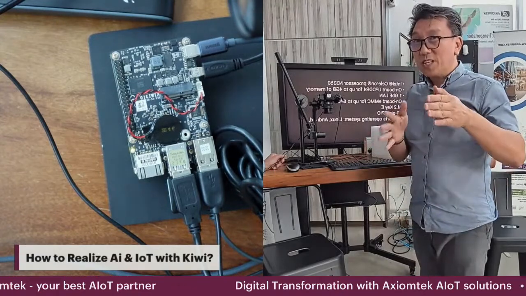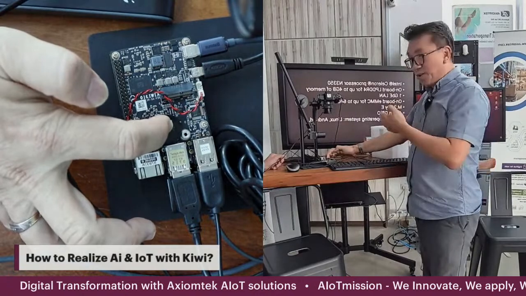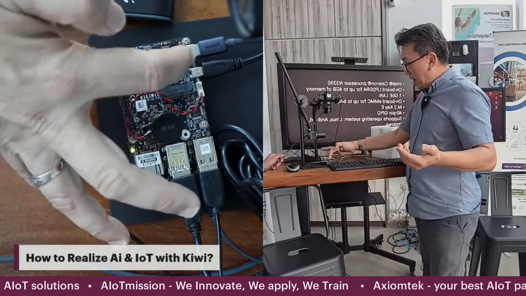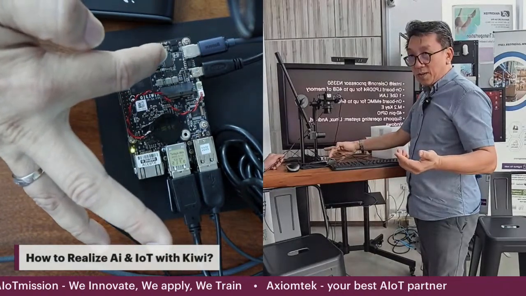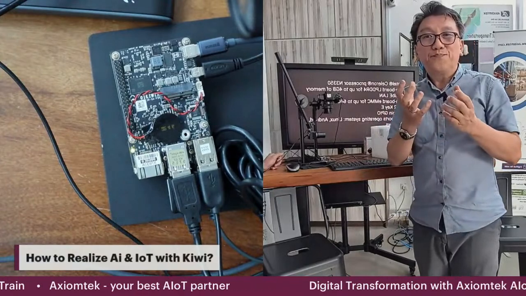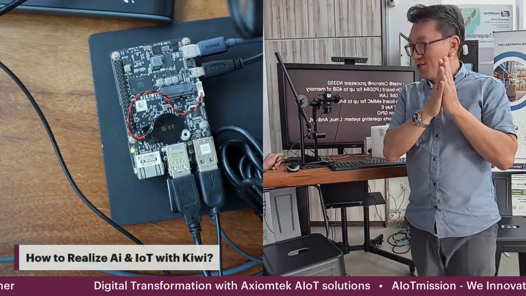Later on, Canon is going to explain to you how this thing is being done. Of course, it comes with the battery, it comes with the RTC, real-time clock. That is the M.2 that I was talking about just now. So this is basically the Kiwi that we are talking about today. I hope you enjoy.